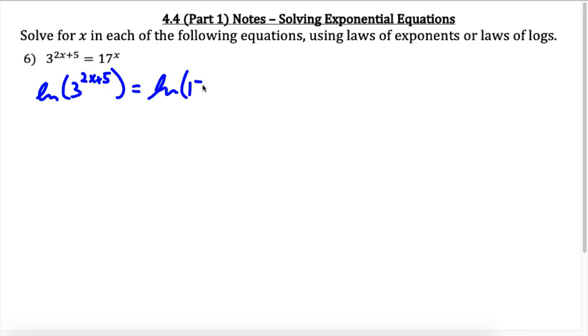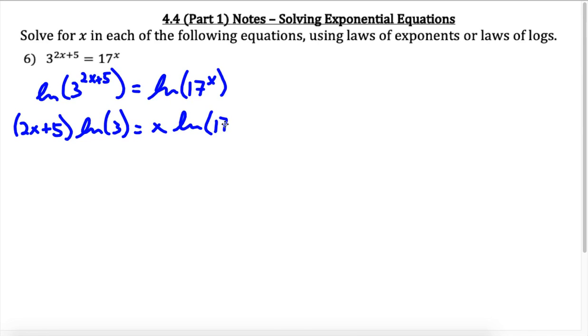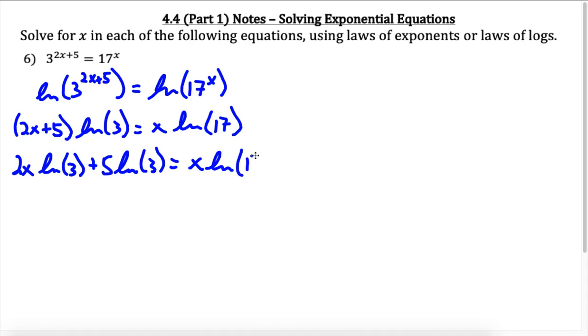And the reason that we do that is now we can use the power rule and bring the exponents down. So I'll have 2x plus 5 times natural log of 3 equals x times the natural log of 17. Distribute over here. So 2x times the natural log of 3 plus 5 times the natural log of 3 equals x times the natural log of 17.